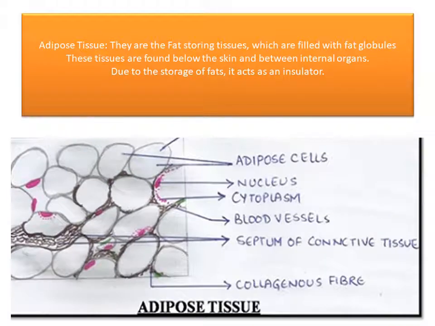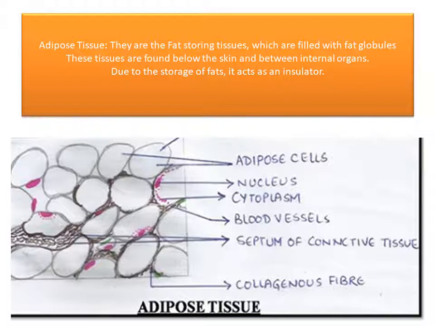Adipose tissue, you should remember, if I would have filled yellow color in these cells, it would have looked very nice, because adipose tissue is a fat storing tissue. So they store fat in them. Adipose cells are the fat storing cells. When they are observed under the microscope, they give a yellowish tinge because of the presence of fat in them. They are filled with fat globules.